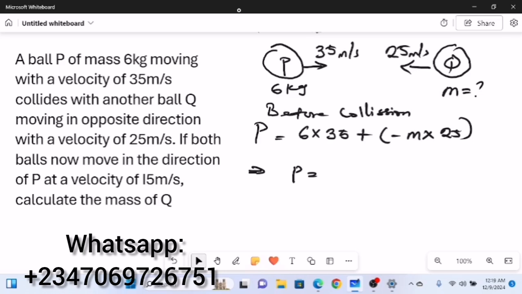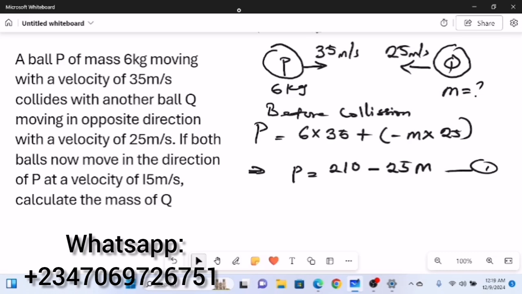6 times 35 simply gives us 210. So we simply have 210 minus 25 times mass. So you keep this equation, simply call this equation 1. So this is the momentum before collision.